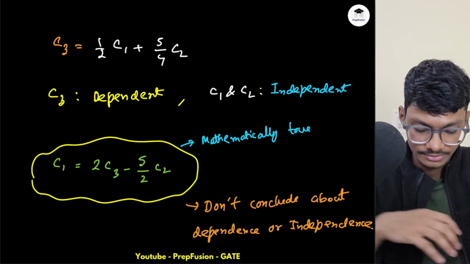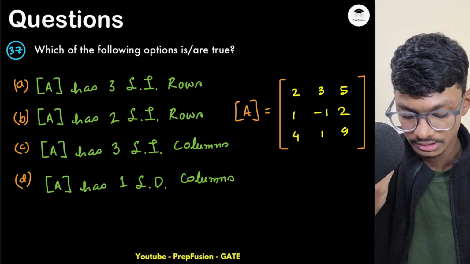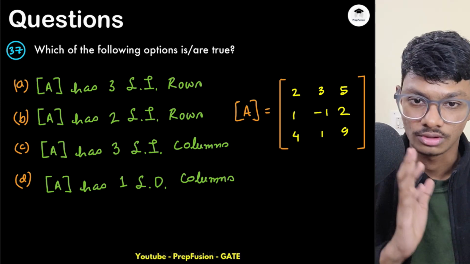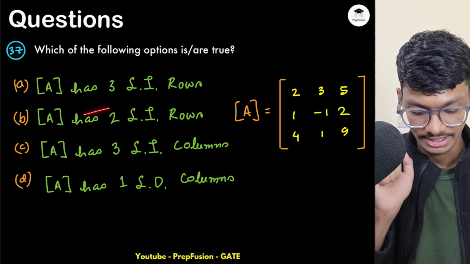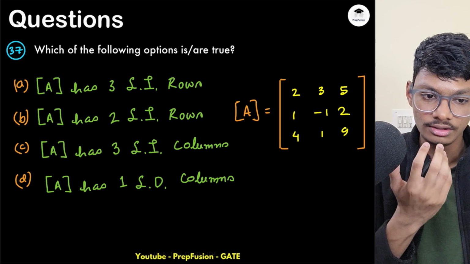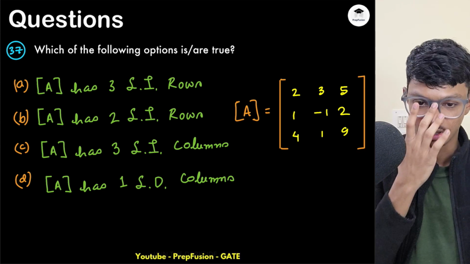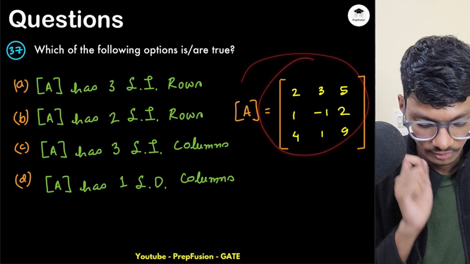Okay, so this is basically about linear dependency and independency. So let's solve this question. It is telling which of the options is or are correct. A has three linearly independent rows. A is this, and you have to tell how many independent rows or dependent rows or columns it has. Can we conclude anything from here?